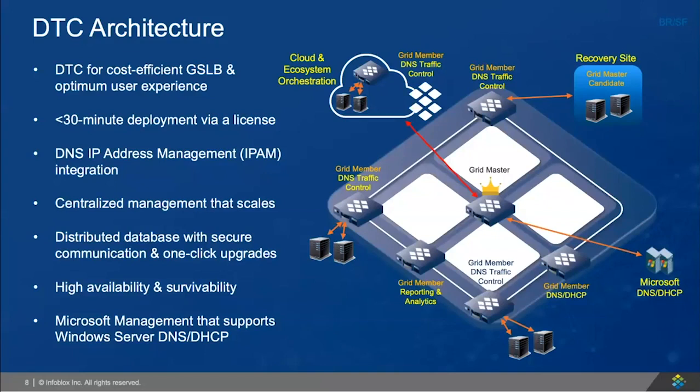So Scott, this slide gives a little bit of an overview on the architecture. Again, we're focusing on cost efficiency. We're talking about quick deployment of licenses, our IPAM integration, the centralized management, the database that scales and can update with quick upgrades and so on, high availability, survivability, and the Microsoft management integration as well. Can you walk us through this diagram a little bit and show us how this is deployed?